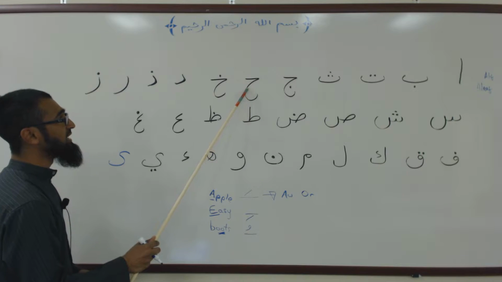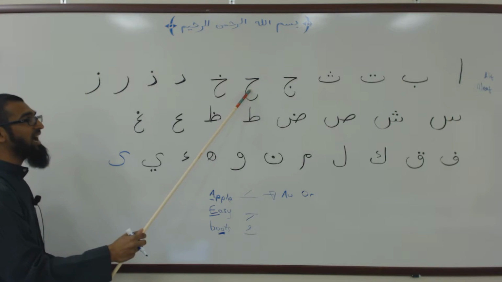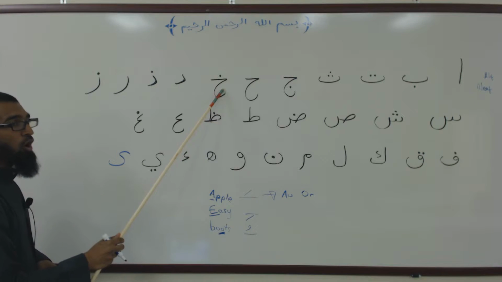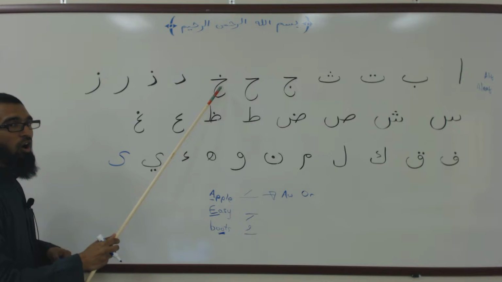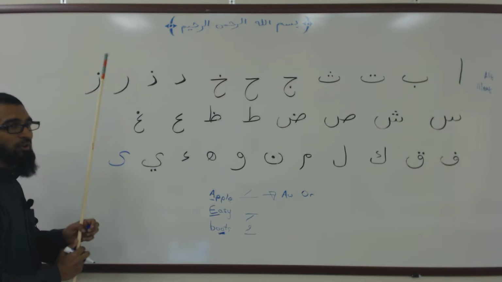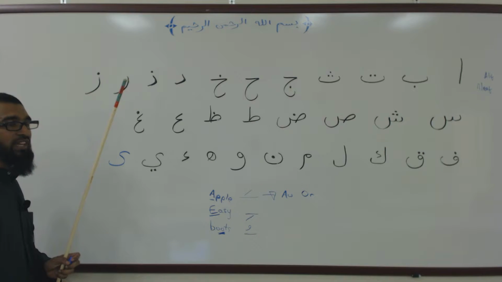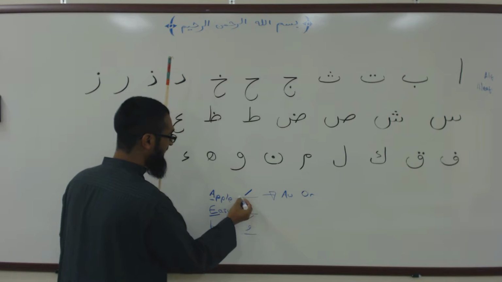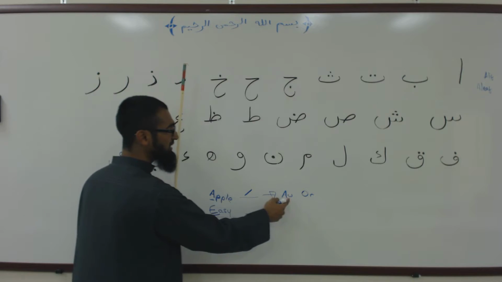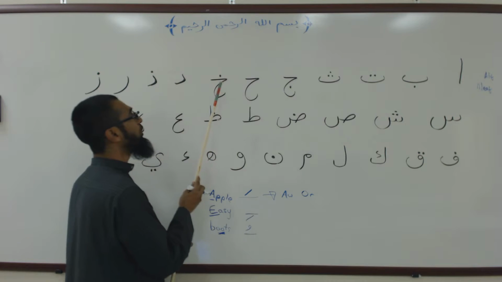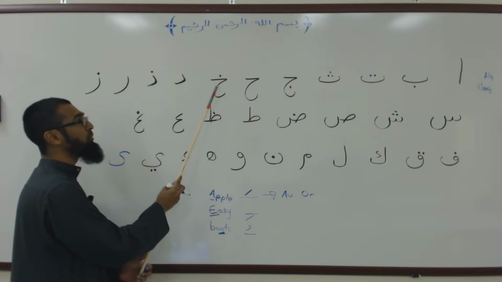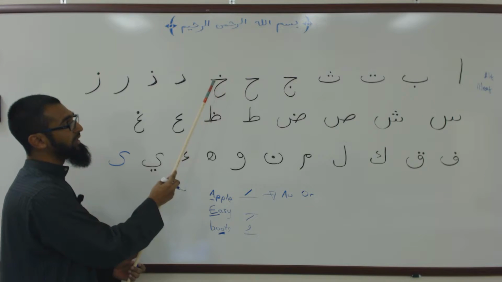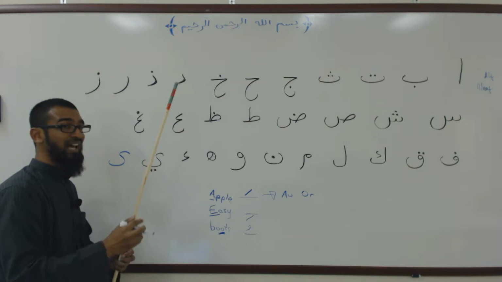This is ha, so it goes back to the a sound, ha. This is kho. Notice kho, right? We don't say kha, we say kho. So instead of pronouncing the fatha like an a, we pronounce it as an o, kho. And that's very important.